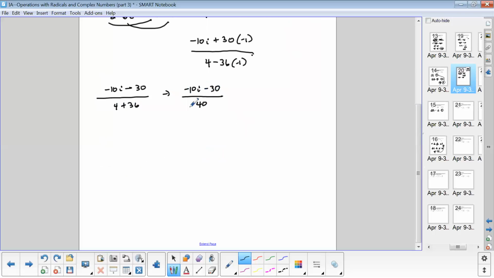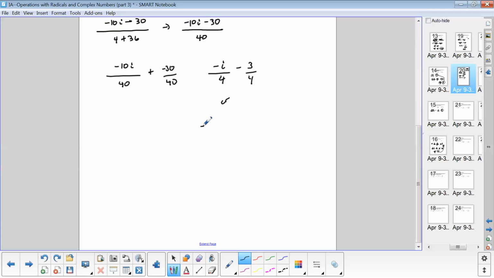And then they both share the denominator of 40. So we're going to separate and try to simplify as much as we can. So 10/40 would be negative I divided by 4 minus negative 3 divided by 4, or negative 3 minus I, all divided by 4.